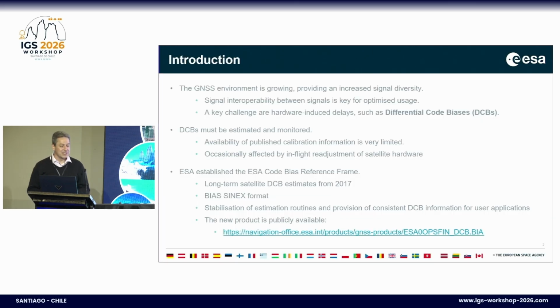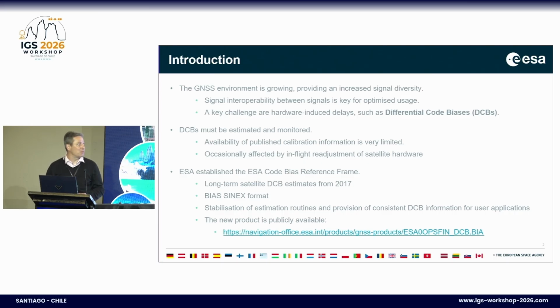We want to quickly start with an introduction to the topic. The GNSS environment is changing, as we know. We have an increased number of signals, and in order to ensure the interoperability between the signals, I think it was also obvious in the last presentations, we have to somehow address the challenge of the introduced signal biases, often referred to as differential code biases. We can also represent them as individual signal biases, but in the end, it's the same. It's just a conversion.